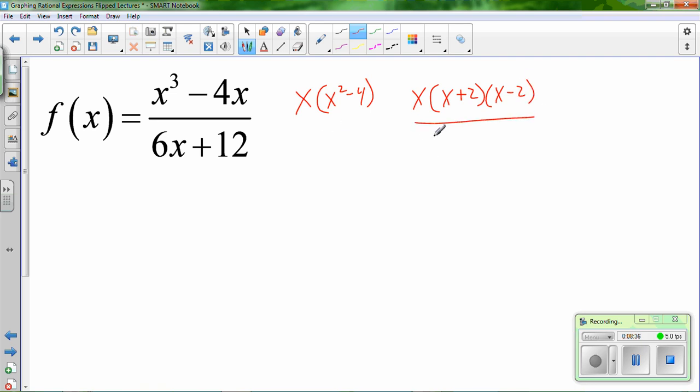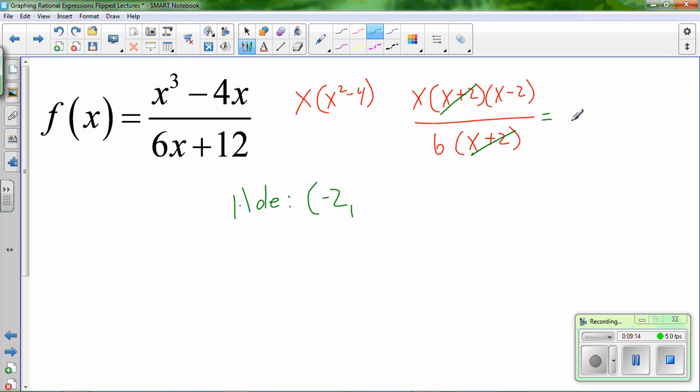The bottom is a simple GCF. Take out a 6, get x plus 2. And right away, I see I have a common factor of this x plus 2 that crosses out. Now, it crosses out, so it's not a vertical asymptote, but it is going to instead be a hole. So we will have a hole, and the x value of that hole is going to be negative 2. It'd be what would make this 0, right? And the y value of it is replacing negative 2 into our new function over here.